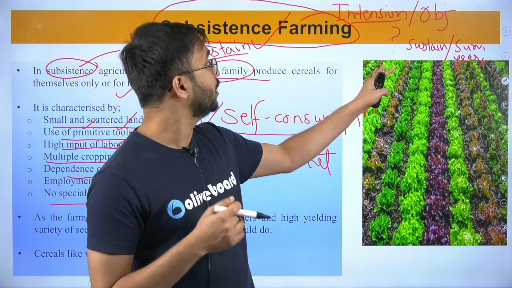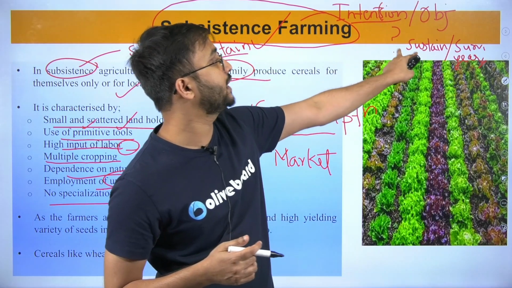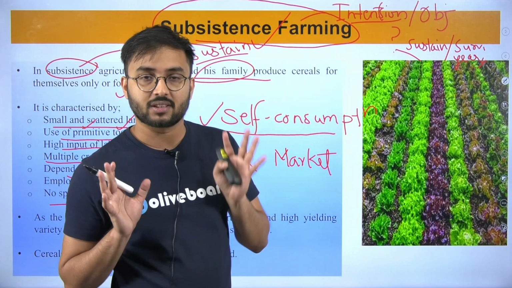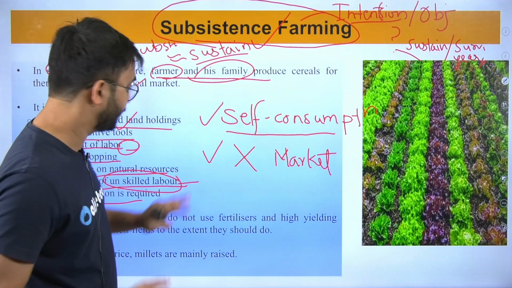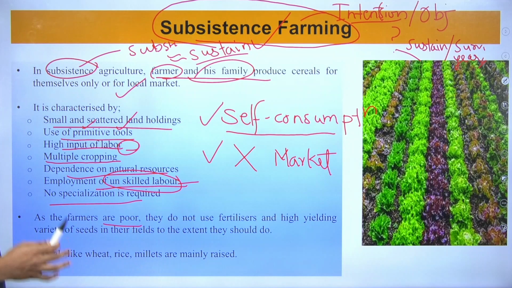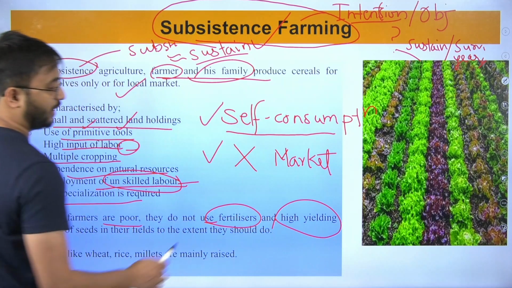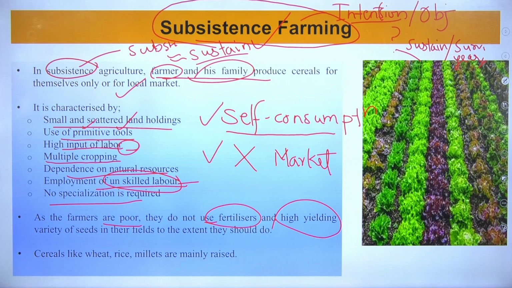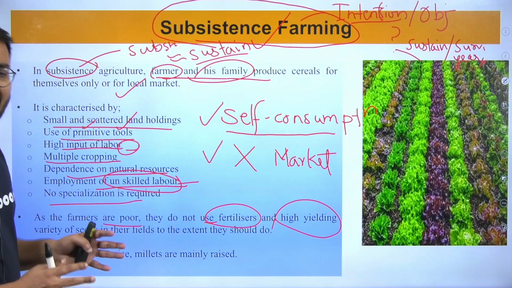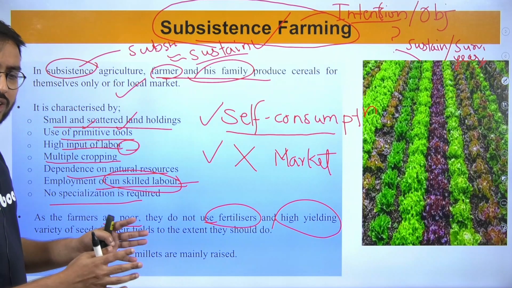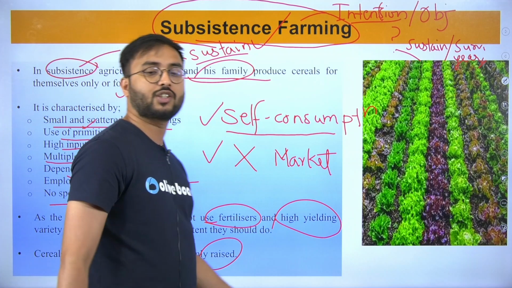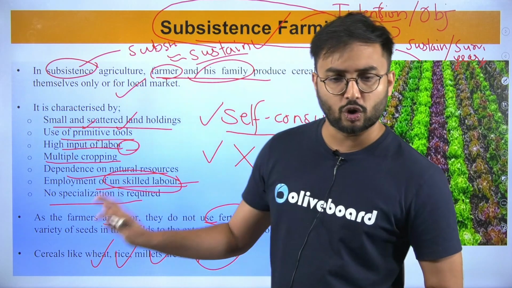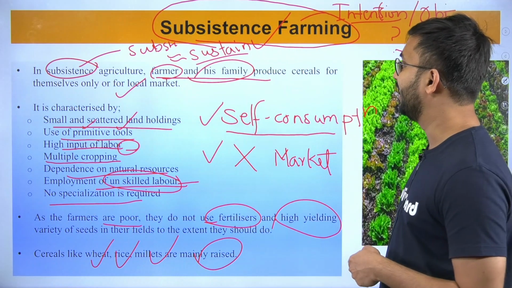So here the intention or your objective is sustenance only, sustenance for a year. Here profit is never an objective in subsistence farming. Next, the farmers are poor. As they are marginal, they are poor, they do not have any resources in their hand. They do not use fertilizer, neither do they use high yielding variety of seeds, and therefore this is an agricultural practice carried through basics, through general resources which are in their hand. Cereals like wheat, rice, millets could be raised in such cropping, only for that particular family and not for sale in the market.